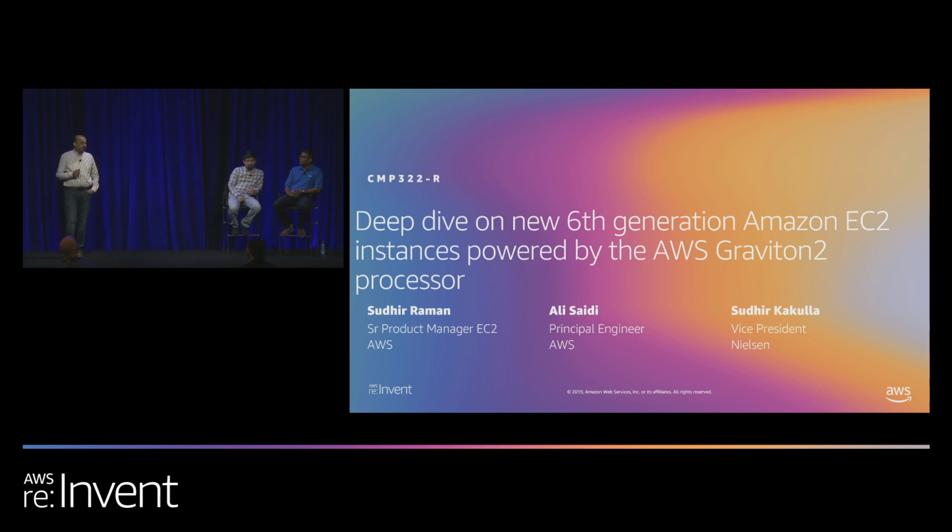Welcome to CMP322. This is our session where we're going to deep dive into our new Graviton 2 CPUs that we announced yesterday, as well as our new EC2 instances that are powered by these CPUs. I'm Sudhir Raman. I'm a product manager in EC2. And co-presenting with me today are Ali Saidi, principal engineer at AWS. And we also have a guest speaker today, Sudhir Kakula from Nielsen. Thank you for joining.